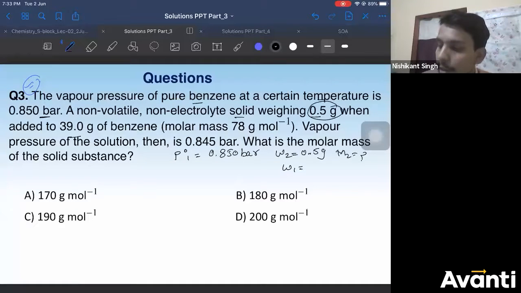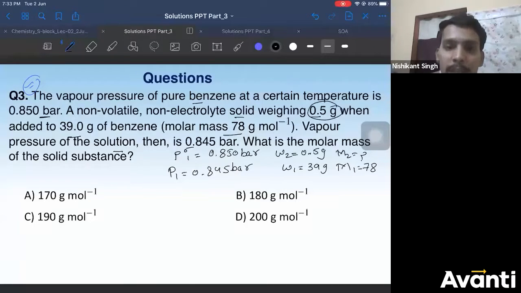39 gram of benzene. Benzene is your solvent. So how much solvent have you taken? 39 gram. Molar mass of benzene is given, that is M1, 78 gram per mole, right? Now vapor pressure of this solution is this much, that means P1 is 0.845 bar. Then finished. Everything is given.